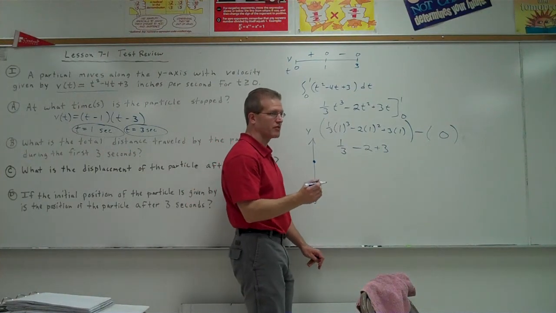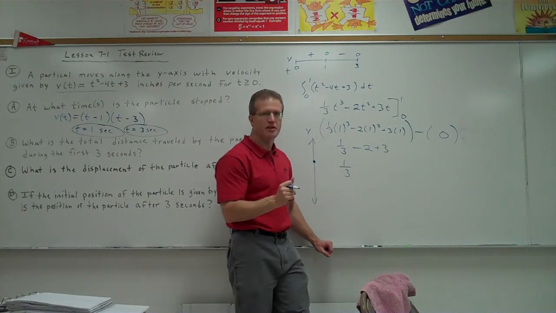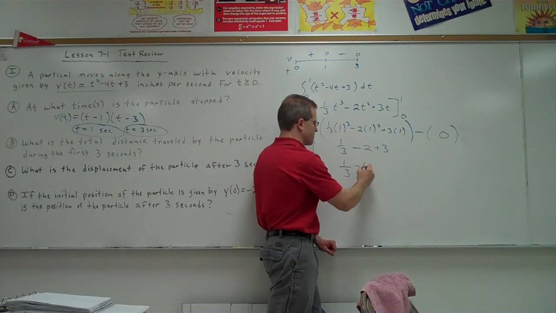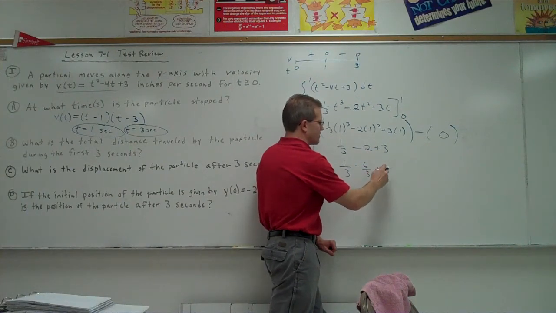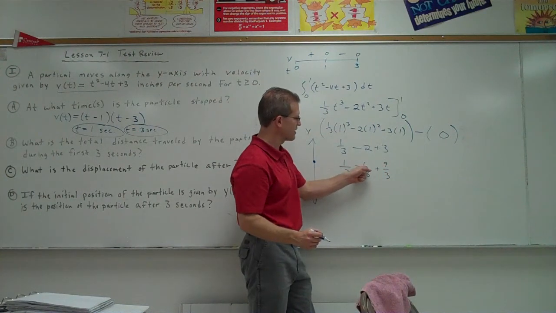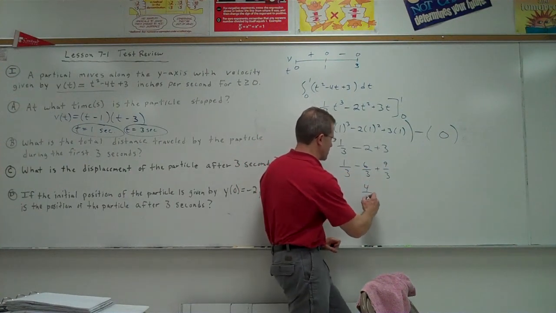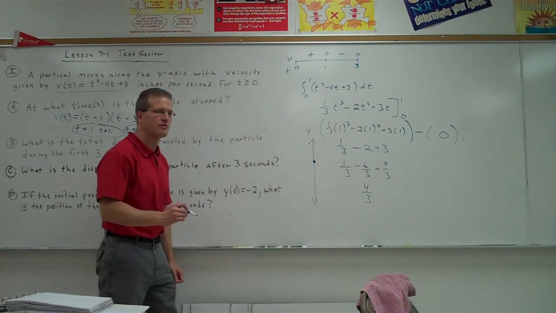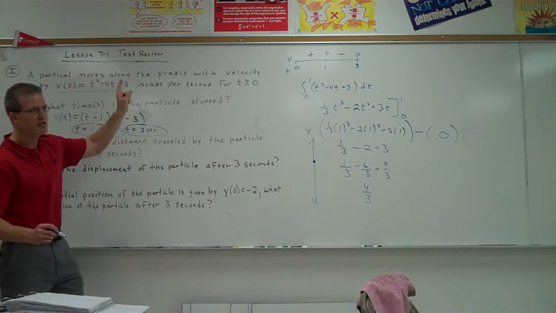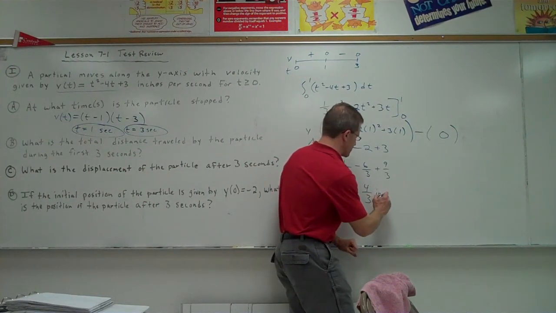If you wanted to, you could put it all in thirds, if that helps you do it without a calculator here. You should be ready to do something like this without a calculator. 2 is how many thirds? 6. That's 6 thirds, yeah. How about 3? How many thirds is 3? 9 thirds, good. So if you do 1 minus 6, that's negative 5, plus 9 would be 4 thirds. And what would be the label on that? Inches. Just inches. We're figuring out how far the particle moved. Okay? So this is in inches.